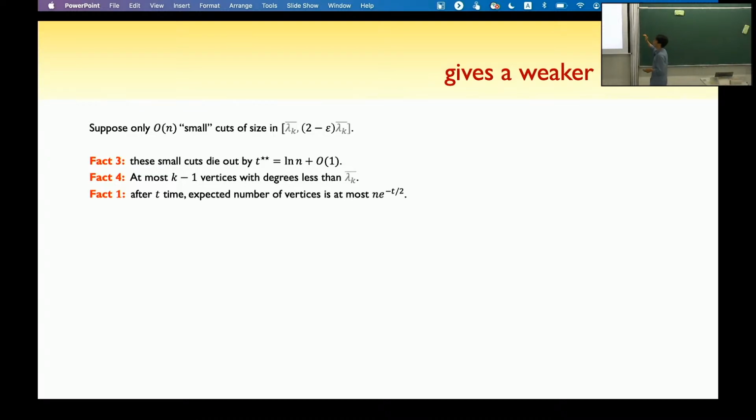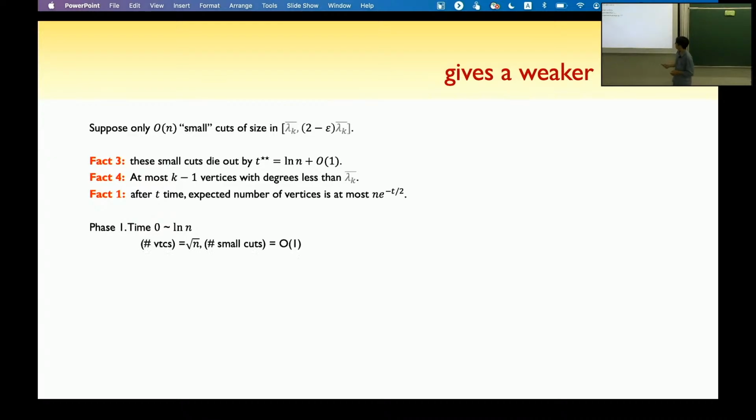Okay, so we gather the facts that we're going to use here. Then we're going to use the same continuous process, but I'm going to divide the time into 2 phases. The first phase is between time 0 and log n. Here, for the number of vertices, I will use the naive bound, the fact 1 that we derived, just using the trivial analysis.